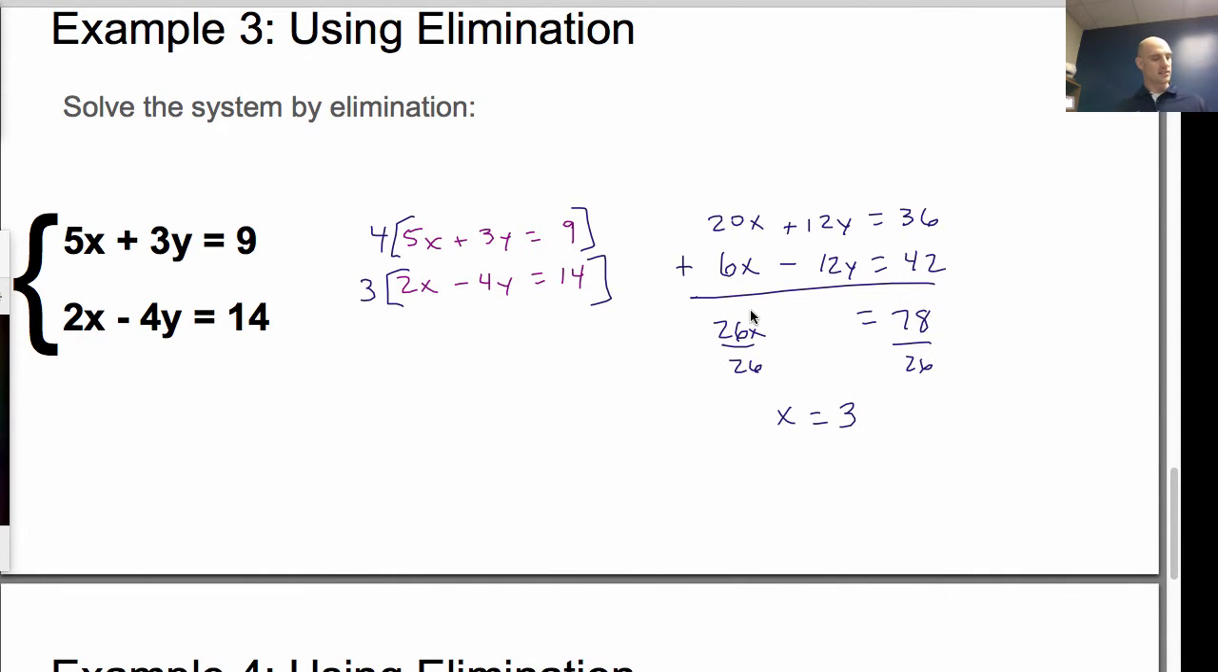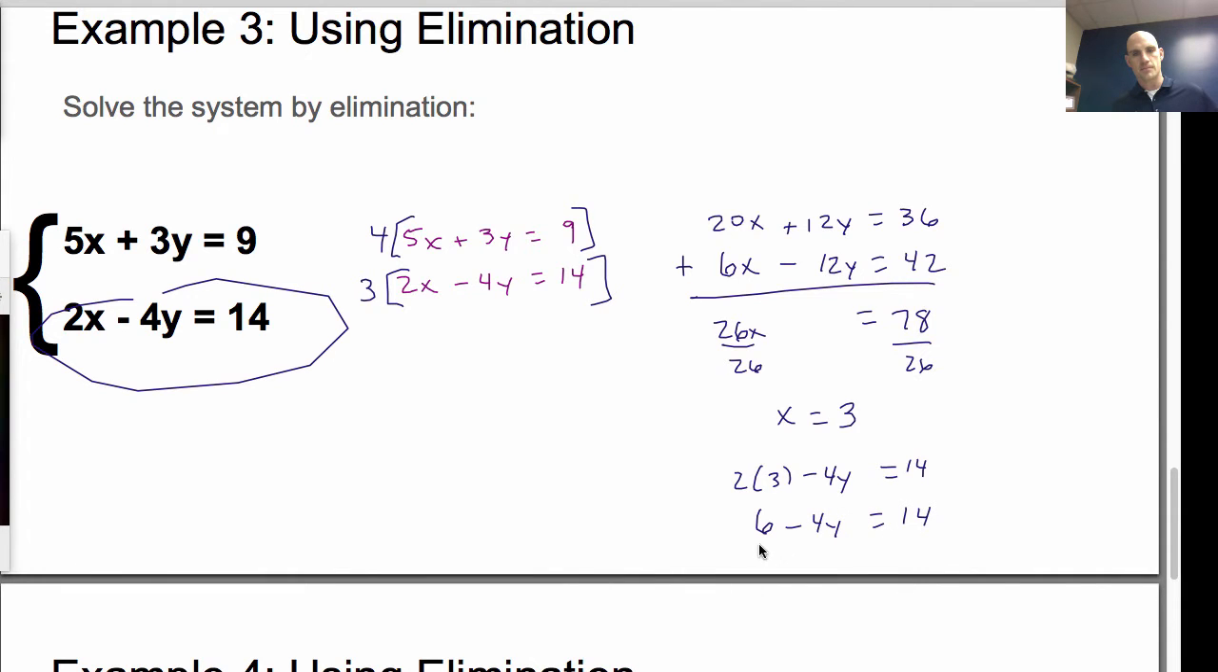Well, I can back substitute in. So 2x minus 4y, so I'm substituting into this one, equals 14. And so 6 minus 4y equals 14. Subtract 6. So therefore, minus 4y equals 8. So y is equal to negative 2. My solution set, (3, negative 2).